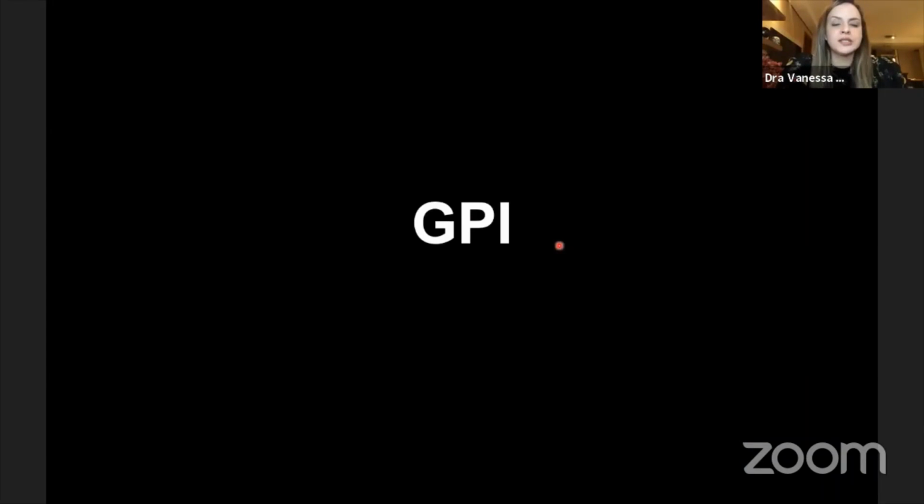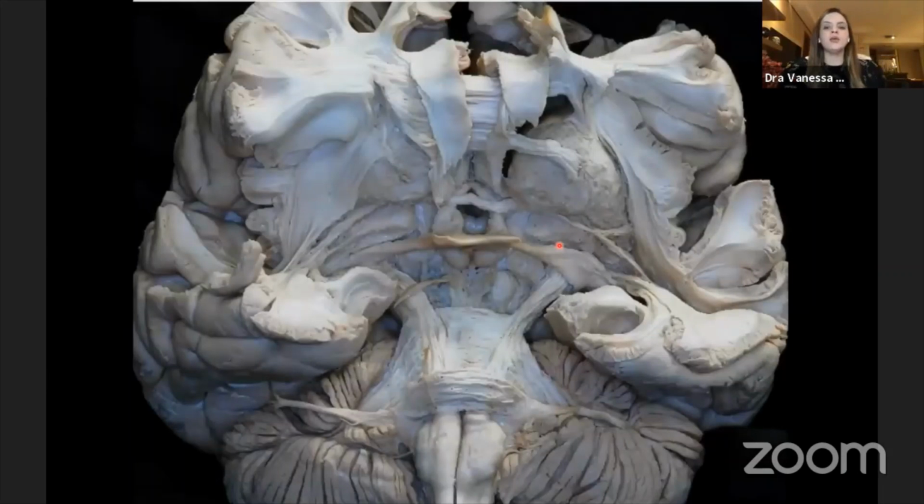Okay, so first the GPI, the globus pallidus internus. Here we have the anterior view. To localize it, you can see here the optic tract, both sides, and right superior to the optic tract we have the GPI, both sides. You can still see some of the structures that I showed you in the lateral view, and also anterior. You can see here the accumbens, and laterally the substantia innominata continuing with the putamen. Here a portion of the surface of the insula.